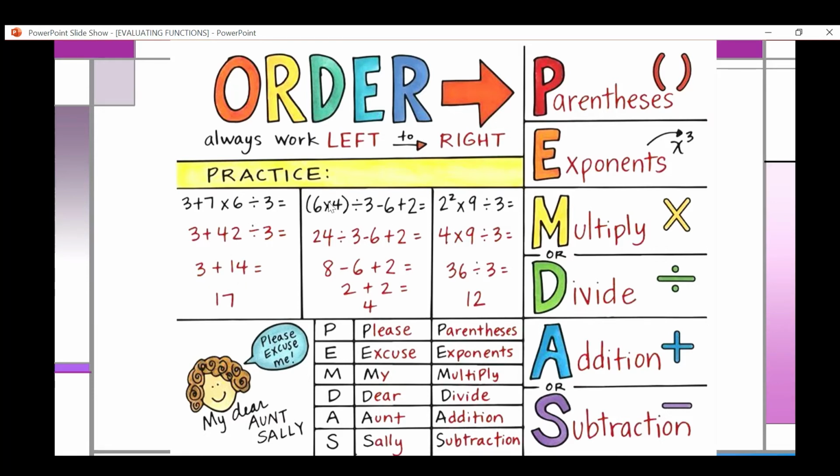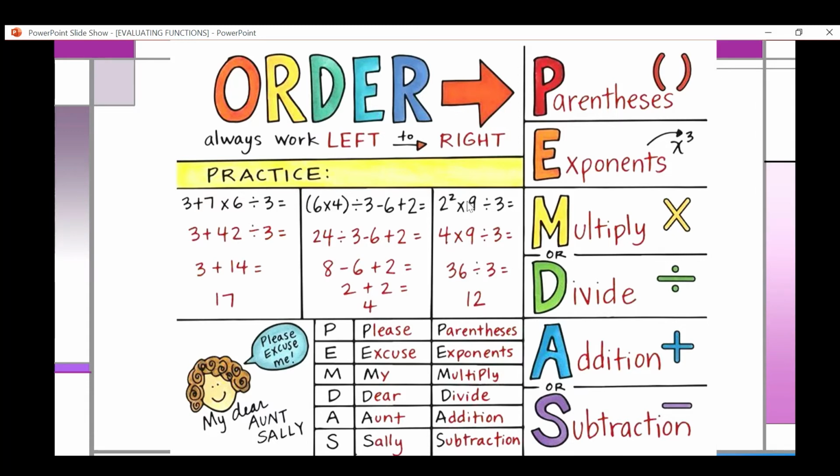So, same din dito. Dito may parenthesis. 6 times 4 divided by 3 minus 6 plus 2. So, parenthesis muna. Every time na may makikita tayong parenthesis, yun muna yung uunahin natin. Okay? So, 6 times 4, that's 24. Then, divide. So, divided by 3, that's 8. Then, copy lang yung 6 and 2. So, simplify. 8 minus 6 plus 2. So, that's 2. Tapos plus 2, that's 4. Okay? Next.